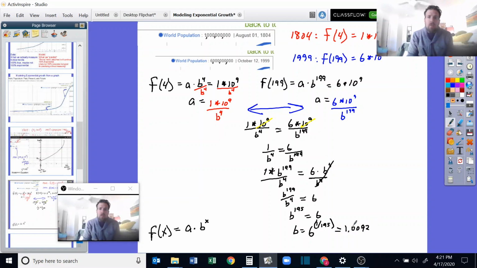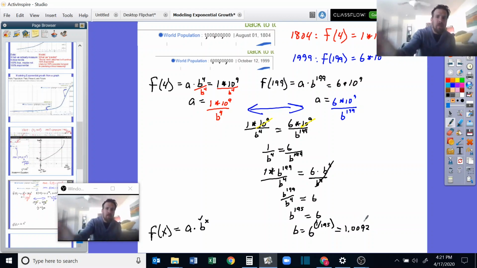So what this number is basically telling me is that the population is growing by not 10% and not 1%, but 0.9% every year. So just really close to 1% per year. This is my scale factor for my exponential, that b number. That number tells me my population is going to be growing by just a little bit less than 1% every year.